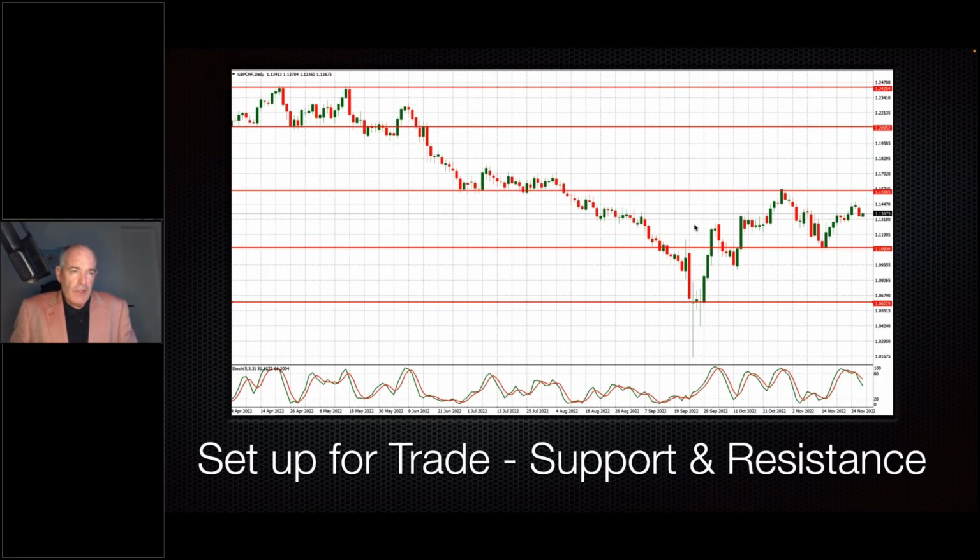So when price action is driven by a central bank announcement into a line of support or resistance, chances are it's going to trigger a lot of trades in the other direction. That's where you get in.